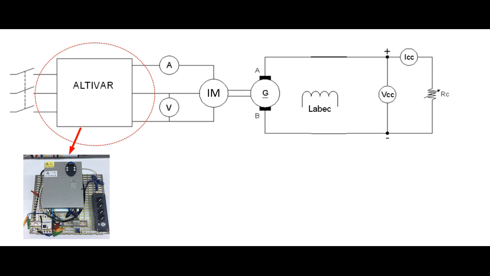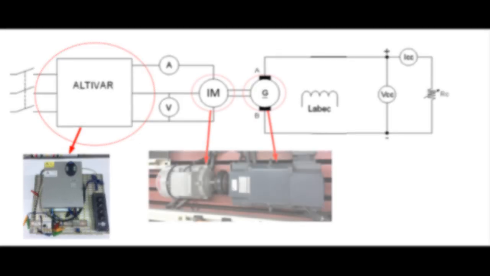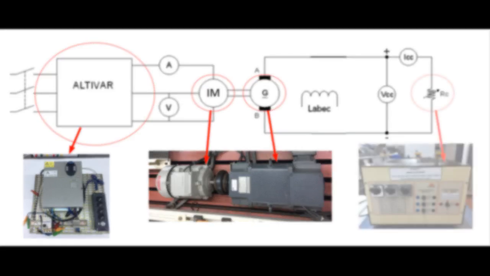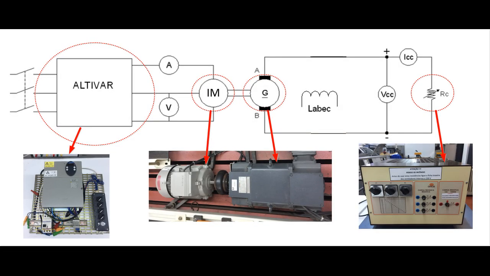In this experiment, we will use a variable speed drive, here named Altivar, to control an induction machine that will operate as a motor. You can see here on the left the induction machine and on the right the DC machine that will operate as a generator. This generator will be connected to a resistive electrical load, and by changing the electrical load we will change the torque load of the induction machine.